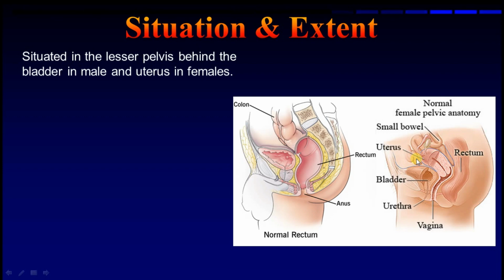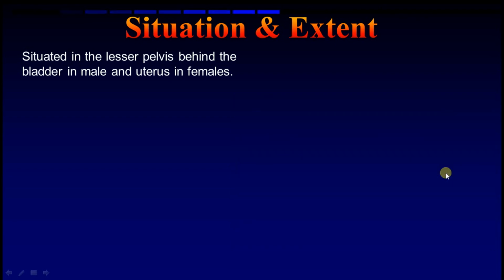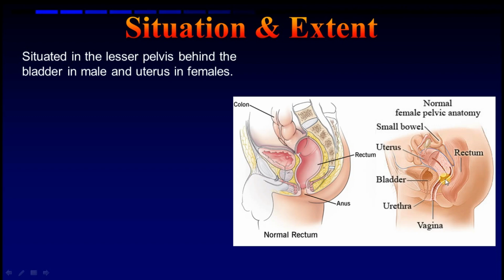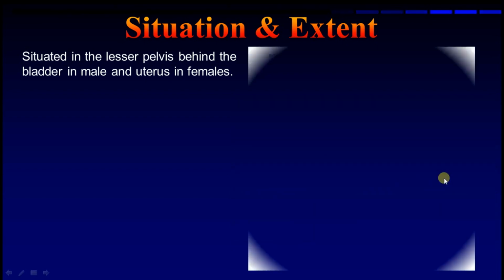Within the pelvic cavity, it lies behind the bladder in case of males, behind the urinary bladder and also the prostate. Whereas in case of females, it is situated behind the uterus and behind the posterior wall of the upper part of the vaginal canal, and the posterior part of the body of the uterus. So these are the anterior relations for the rectum in case of females.